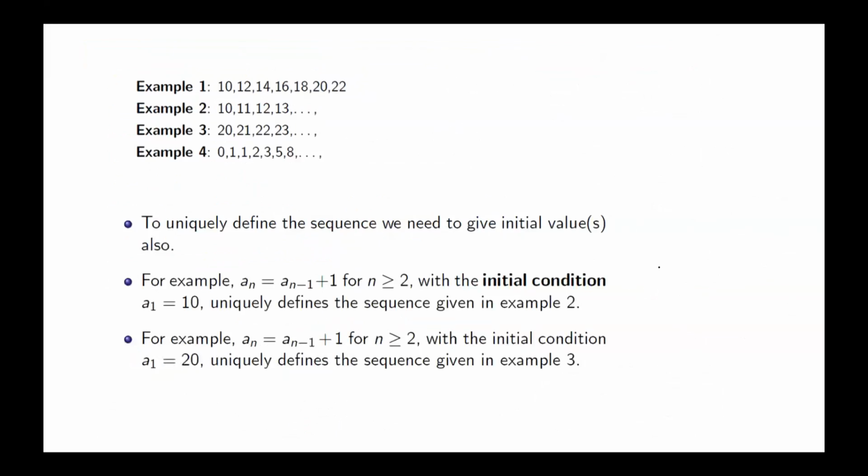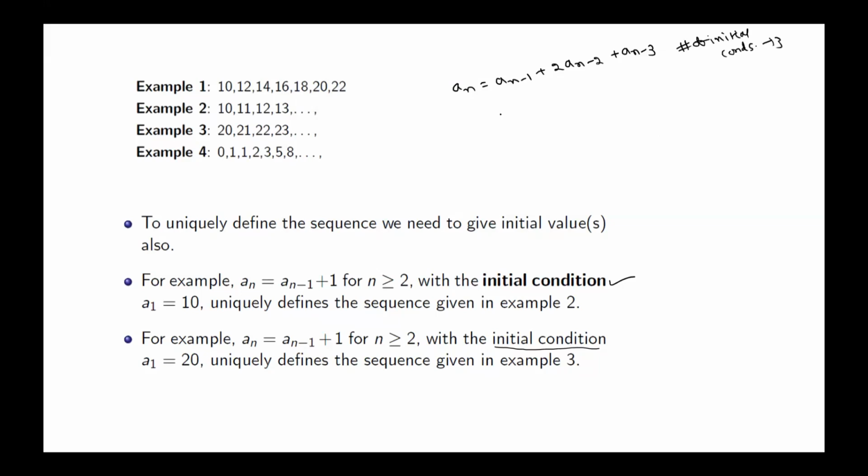So that means here we need to give the initial condition to uniquely identify or define that sequence. That initial condition is important. Now you tell me how many initial conditions we need to give if my recurrence relation is like this: a_n is a_(n-1) plus 2 times a_(n-2) plus a_(n-3)? How many initial conditions do we need to give in this case? 3. Number of initial conditions is 3.